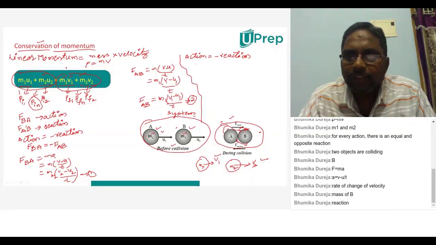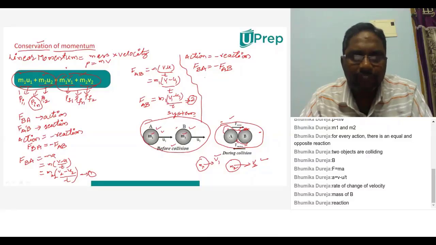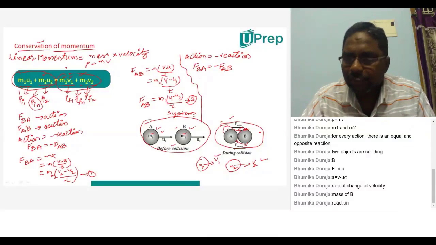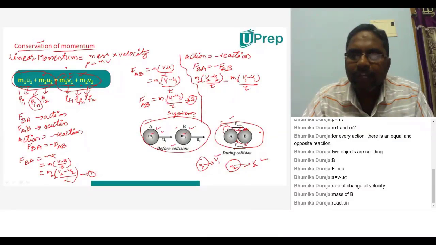That means FBA is equal to minus FAB. So let us write down the values of them from these equations. First equation is M2 into (V2 minus U2) divided by T is equal to M1 into (V1 minus U1) by T. Now, as T is common on both sides, we can cancel it. So T will be cancelled.